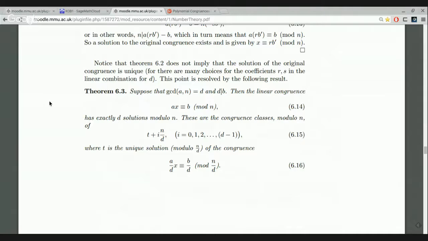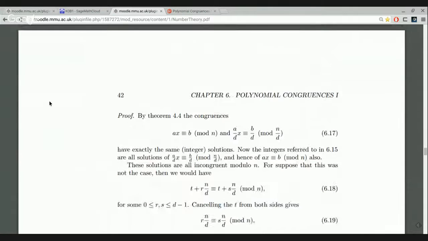How to decide if and when they do have solutions, and when they do have solutions, how to get a complete description of them modulo the original modulus n. Okay. So we did that in last week's lectures, maybe even the week before that.